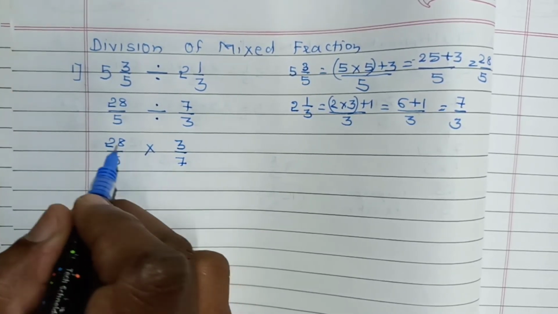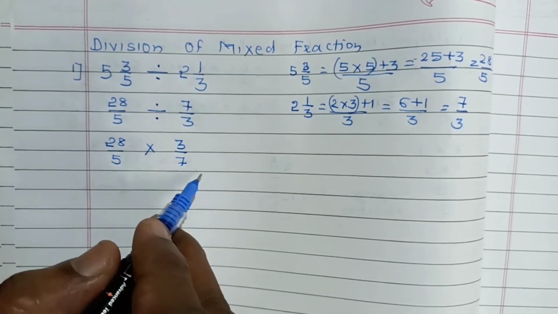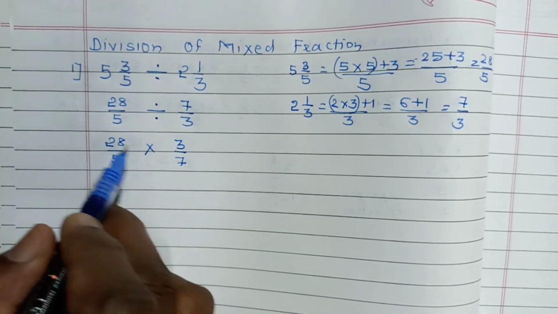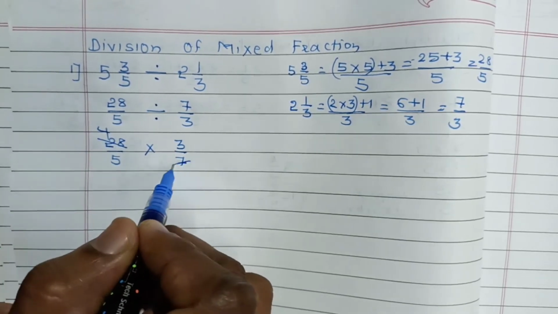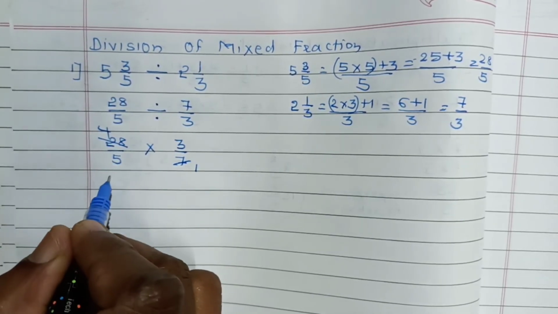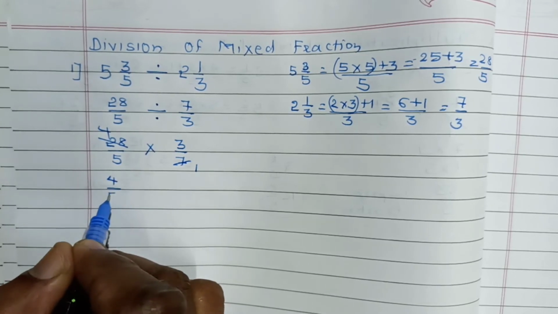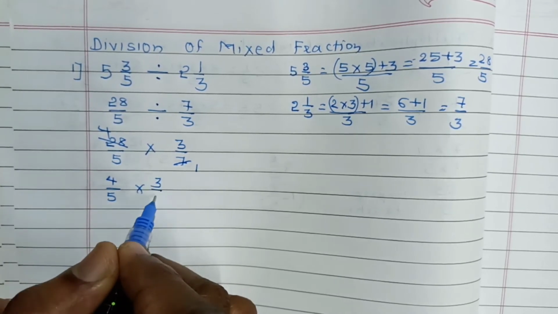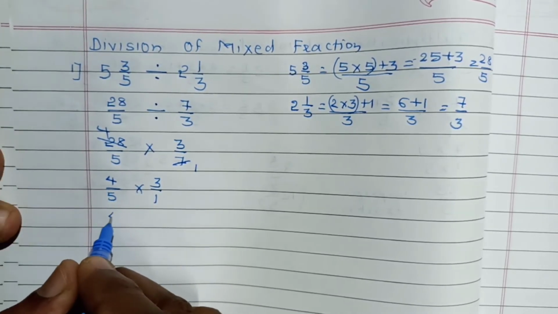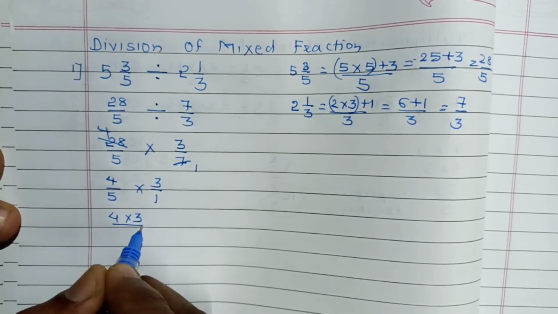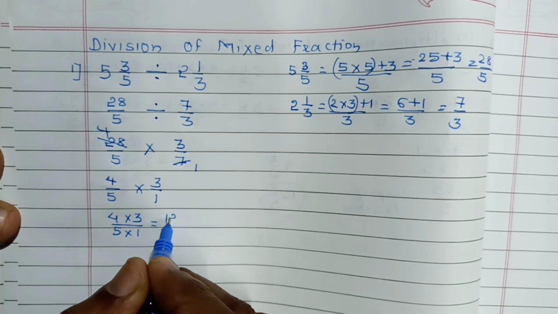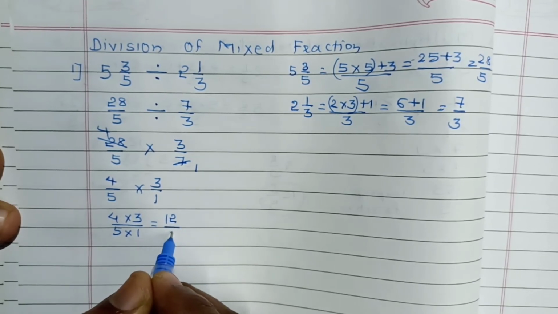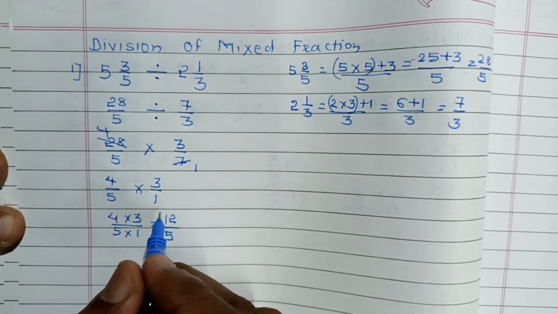Now you have to see whether cross cancellation can be done or not. So for this 28 and 7, we can do the cross cancellation. 7 fours are 28. So this is 1. Then what remains here? 4 upon 5 multiplied by 3 divided by 1. 4 into 3 divided by 5 into 1. So 4 threes are 12 and 5 into 1 is 5. So this is a proper fraction.